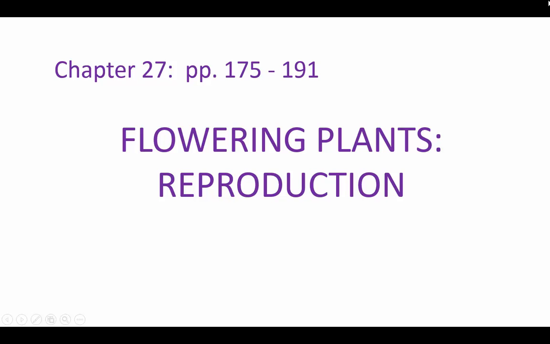Okay, now we're going to get into chapter 27 and talk about reproduction in flowering plants, and this will tie up our botany unit. Objective 30 says, recall from chapter 24 the two major types of flowering plants and state their differences.